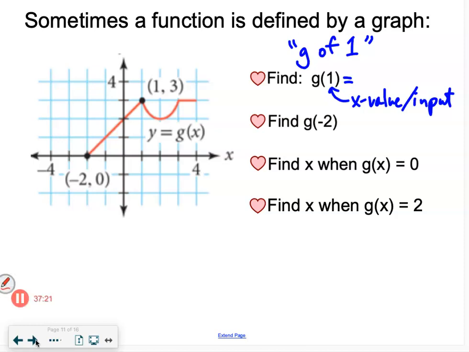How did you know it was 3? I just looked. Where? The graph. On the graph, x is 1, and we have the point (1, 3). So when x is 1, G of 1 is 3, your y is 3. So this is your y value. It's your output.